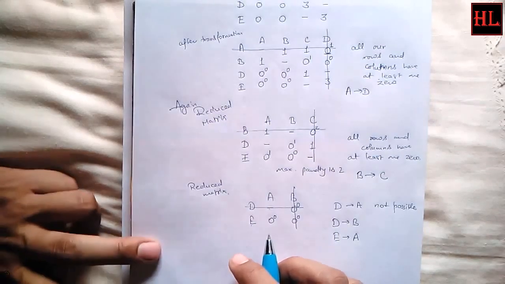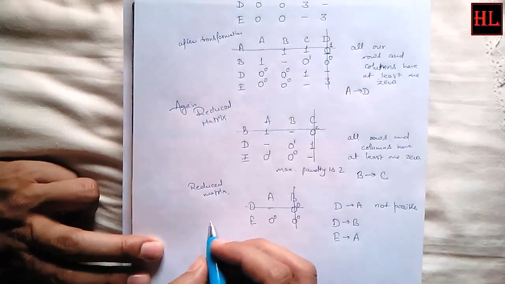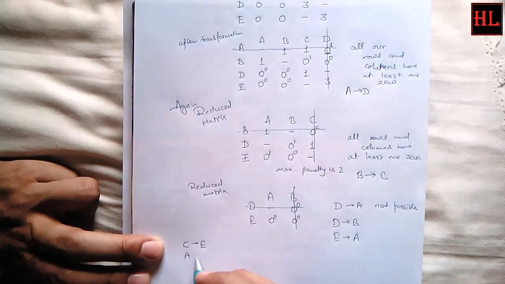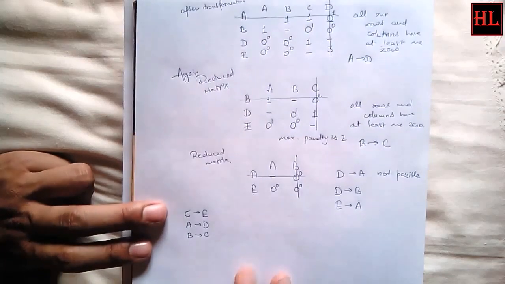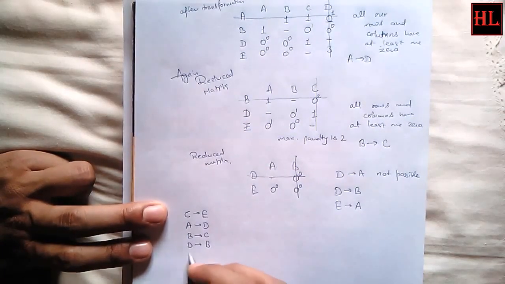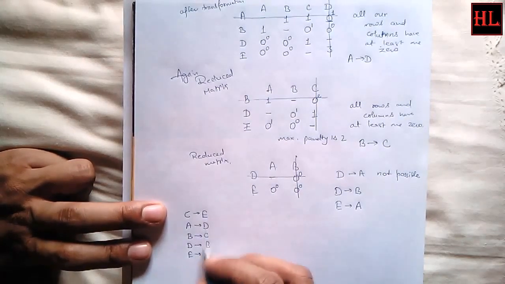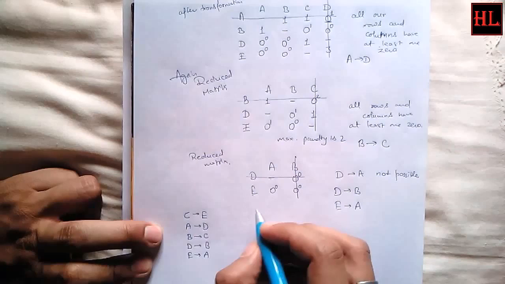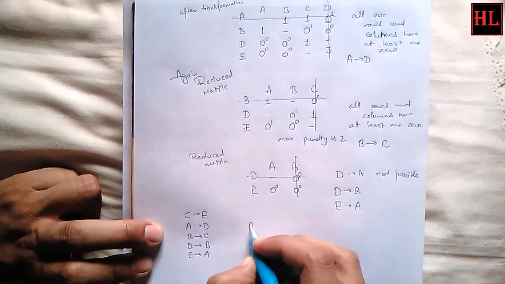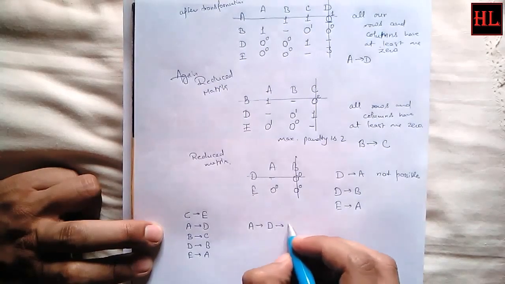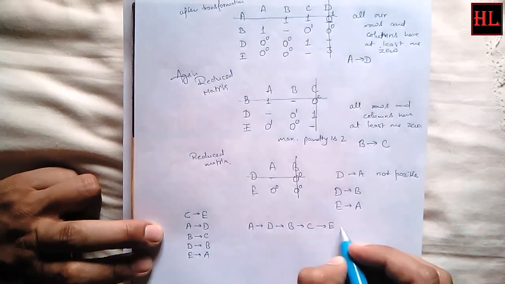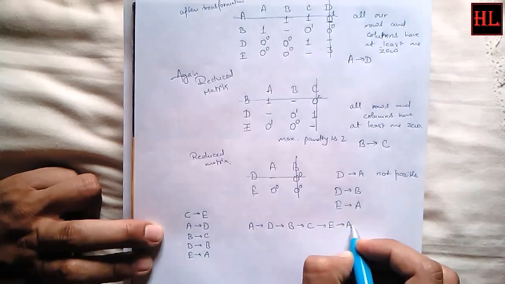So up till now we have assignments as C to E, A to D, B to C, D to B, and E to A. By using all these 5 assignments, we can conclude that the route that the salesman needs to follow is A to D, D to B, B to C, C to E, and from city E back to city A.